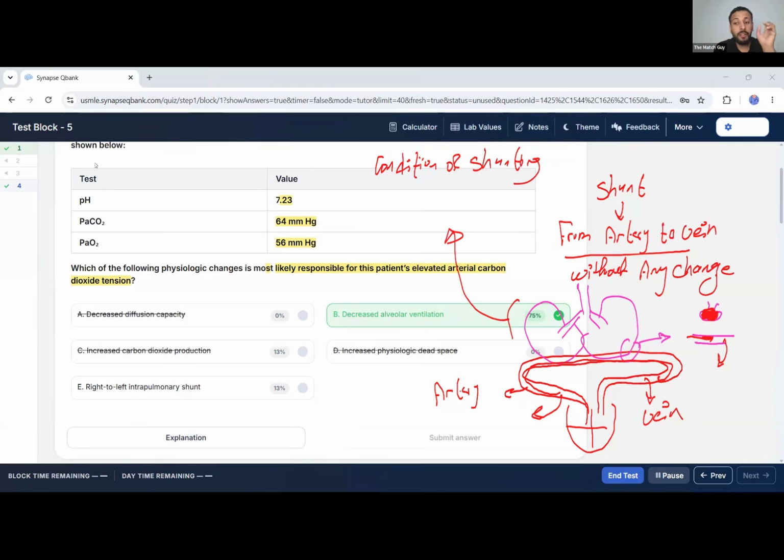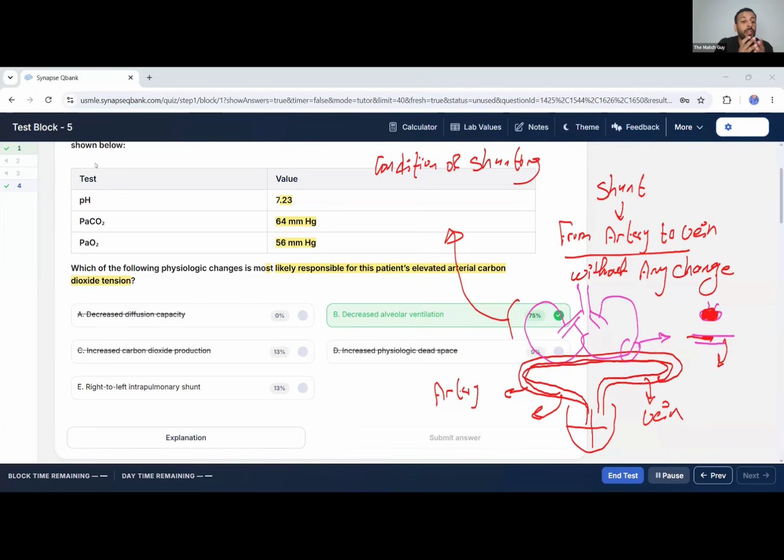Conditions that lead to fluid in the alveoli. What leads to fluid in the alveolus? Pneumonia? Yes. But let me tell you something, guys. Pneumonia is localized in one area. So we don't use the terminology of shunting for it a lot, although it is technically accurate.